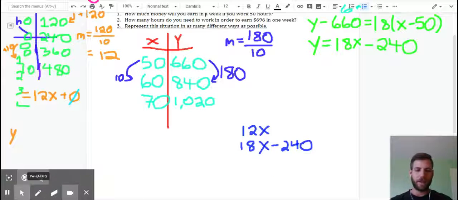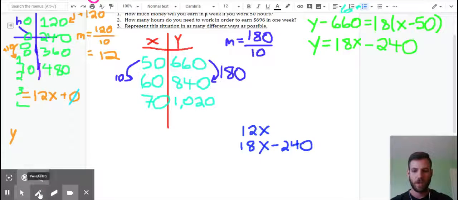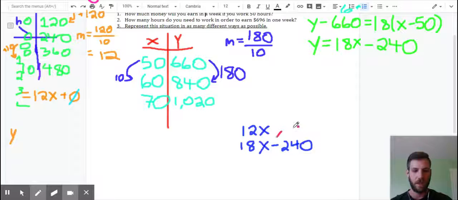And the second part of a piecewise function is that these two equations aren't being used no matter what. You have to tell your reader you have to use this first equation if you're working between 0 and 40 hours. But if you work more than 40 hours, then you have to use the second equation to figure out your total pay. So what I basically just said means that the first equation is for when x is between 0 and 40 hours. And I can use this inequality: 0 is less than or equal to x, which is less than or equal to 40.